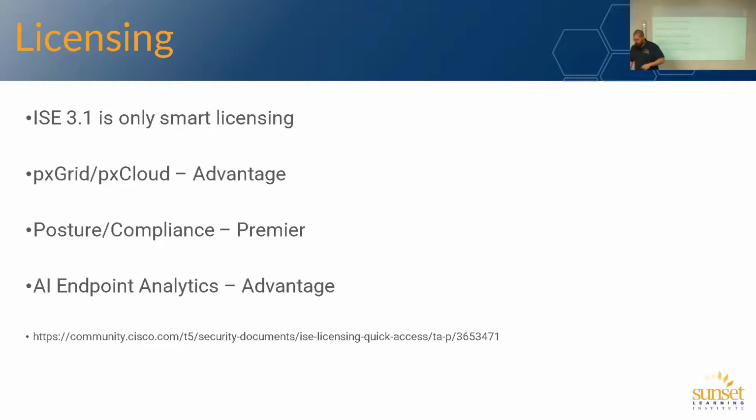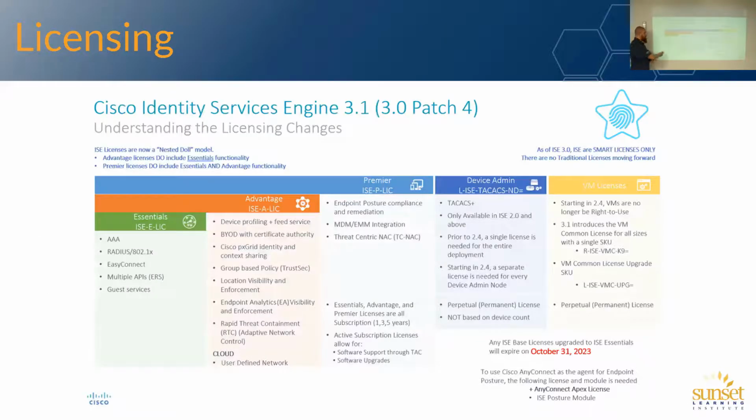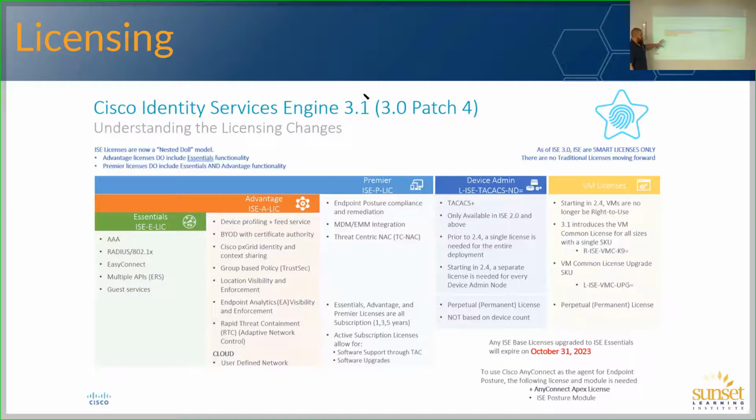But when we say Advantage, Premier, what does that mean? The link I'm going to post has this chart on it if you want to take a look at it later. This is a nested doll that we're doing here. We have the Essentials, Advantage, and Premier licensing. They're aligning the ISE licenses with the DNA Center, your digital network architecture. So if you buy Advantage, you get Advantage and Essentials. If you buy Premier, you get Advantage and Essentials and Premier functionality.